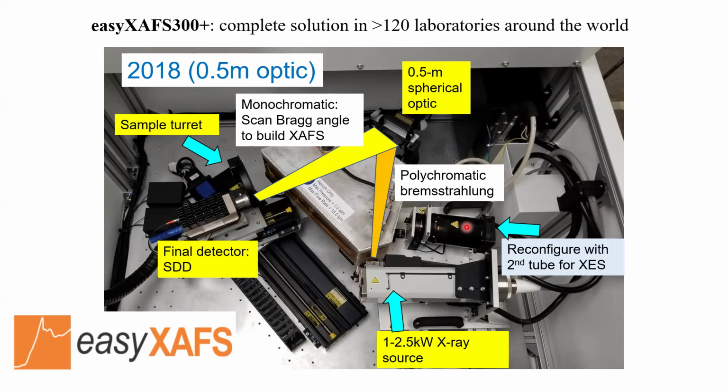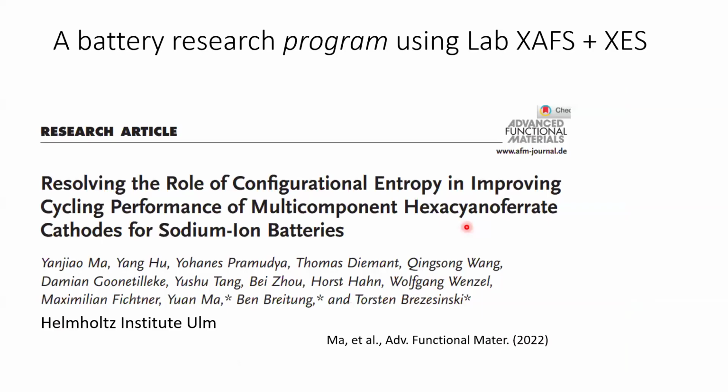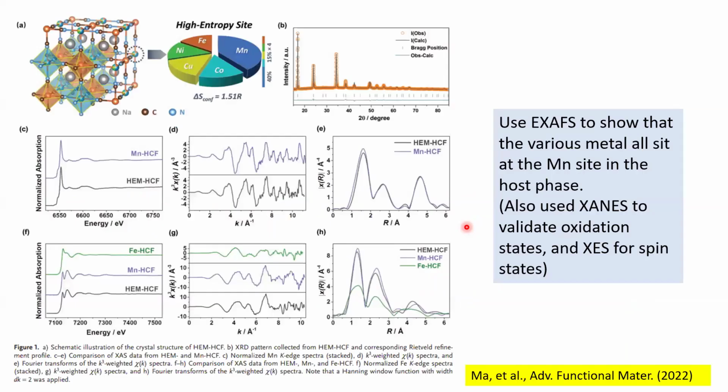So I'm going to show you some results now, and I specifically chose not to show results from my lab because the whole point is that everyone should be doing XAFS, not just old people like me who've been doing XAFS since back when it was hard. So this is a paper from a wonderful research program at Helmholtz Institute in Ulm. And what they're looking at here is battery cathode materials that are multi-element, that are high entropy materials, which ends up being very interesting in a wide range of material science right now.